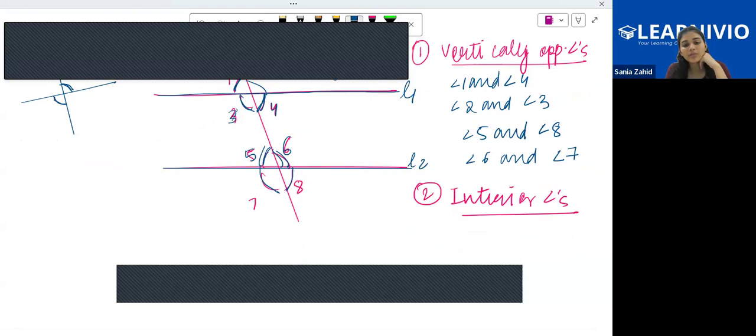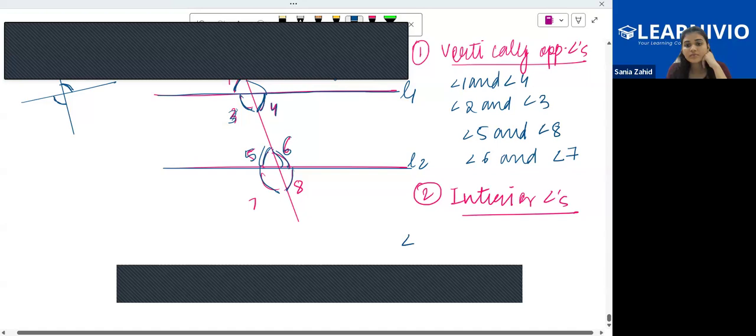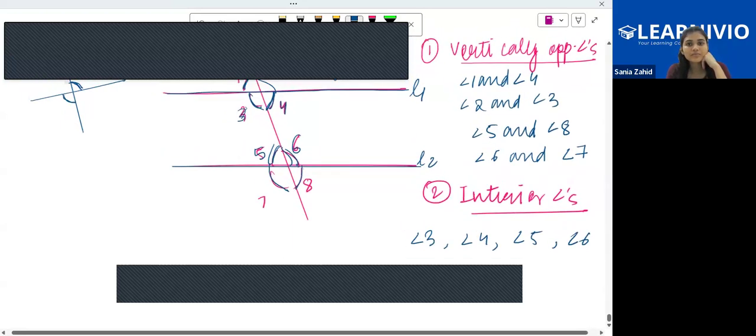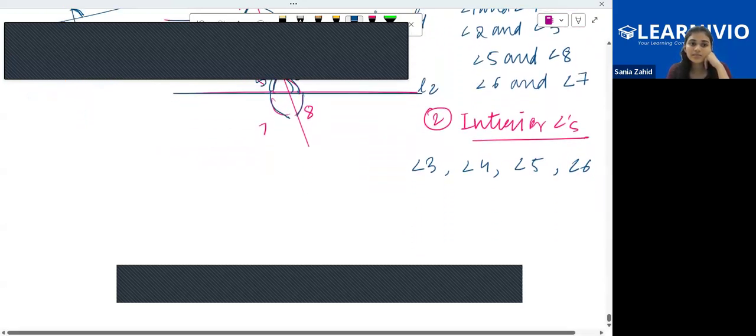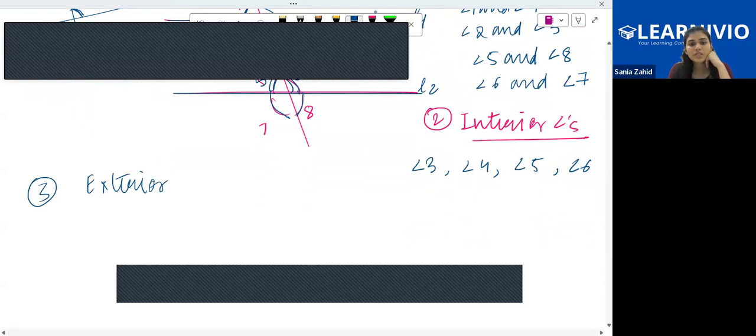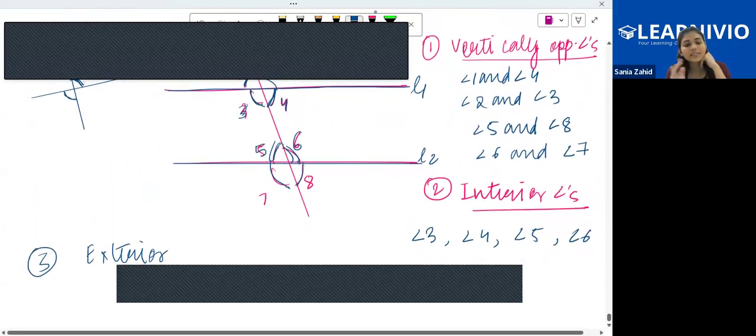So Manha, tell me what are interior angles? Which is inside the angles. Okay, name them. 4 and 6. No, that's not correct. All the angles together. We have angle 3, angle 4, angle 5, and angle 6. All of these are interior angles. Is interior angle clear? Yes, ma'am. We can also consider interior if there's a Z also, right? That we'll discuss later.